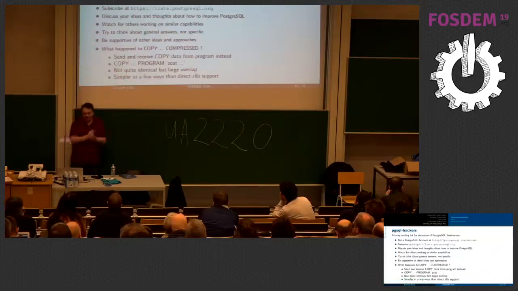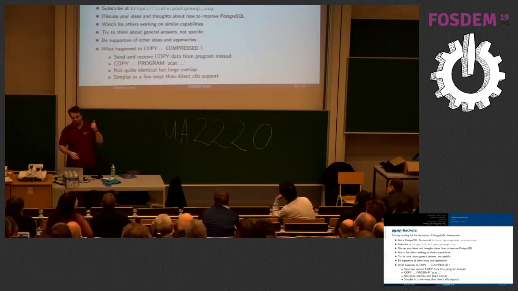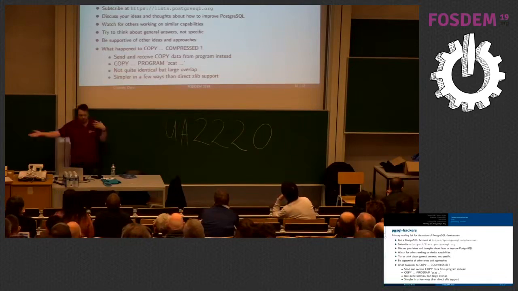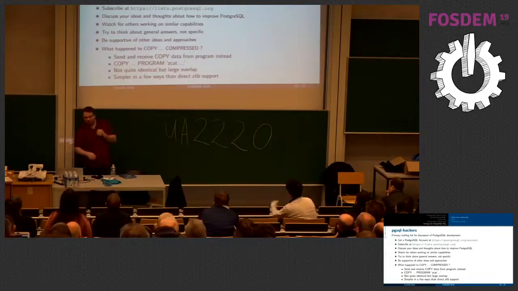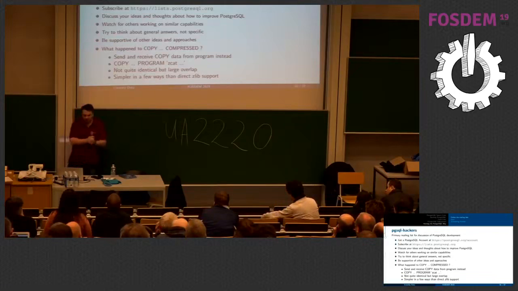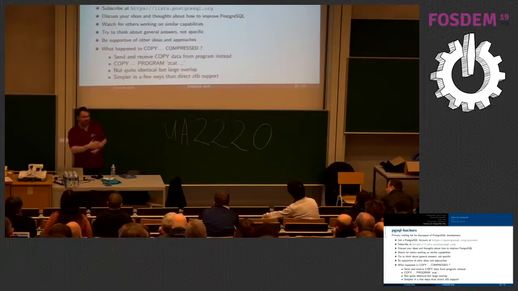When you are hacking the Postgres way, you need to be working with the PostgreSQL hackers mailing list. This is the primary mailing list for discussion about Postgres development, right? You need to get an account at list.postgresql.org in order to subscribe to it. And then you can discuss your ideas and thoughts about how you want to improve Postgres, right? Always watch out for other people working on similar things, because that actually happens pretty often. Try to think about general answers, not specific ones, right? And be supportive of other ideas and approaches.